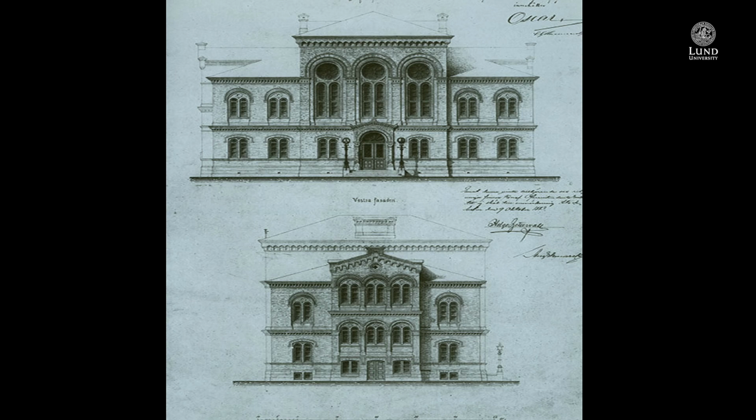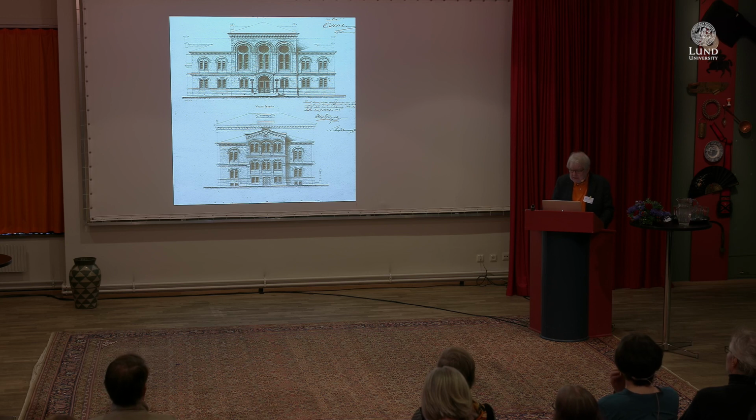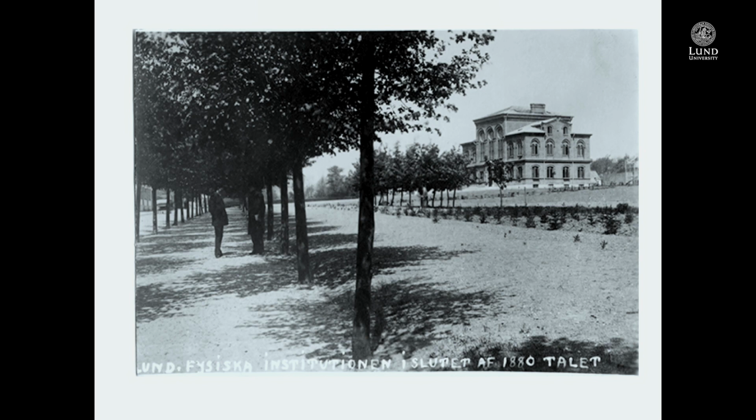This first picture, maybe you understand what it is. It's the drawing, it's the plan of building a new department of physics in Lund. And in the upper right corner, there is a name. It's Oscar. And who was Oscar? It was the king. The king ordered this building to be built. And it was built in 1888. And then it was the first university building outside the old city wall perimeter.